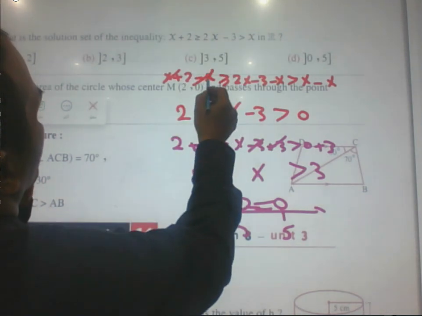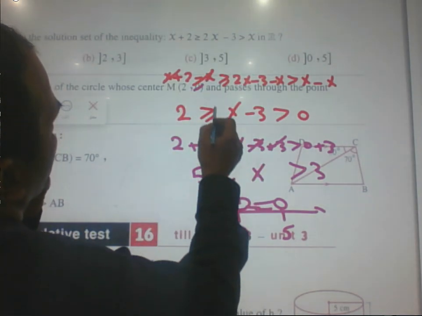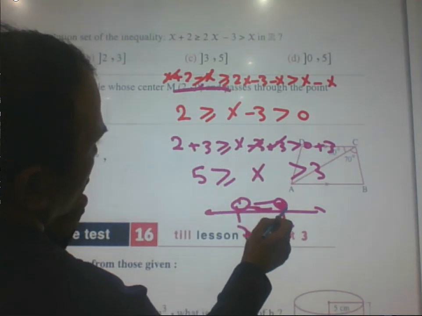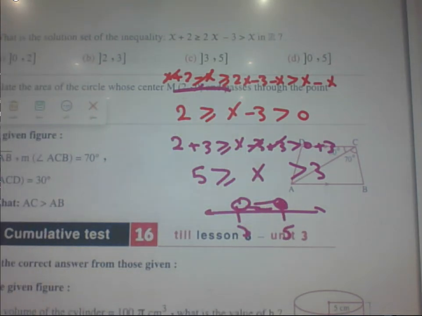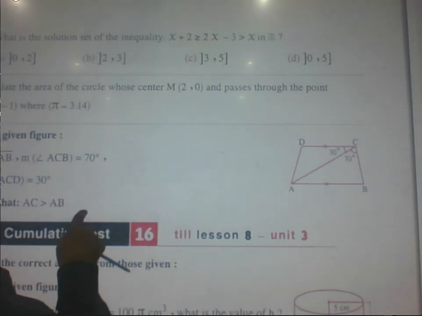Okay, what about the equal sign? We have equal to here, my students. This is equal to, this is equal to 5, so it's closed at 5. The interval from 3 to 5 is open at 3 and closed at 5. Choose letter C. Next question.